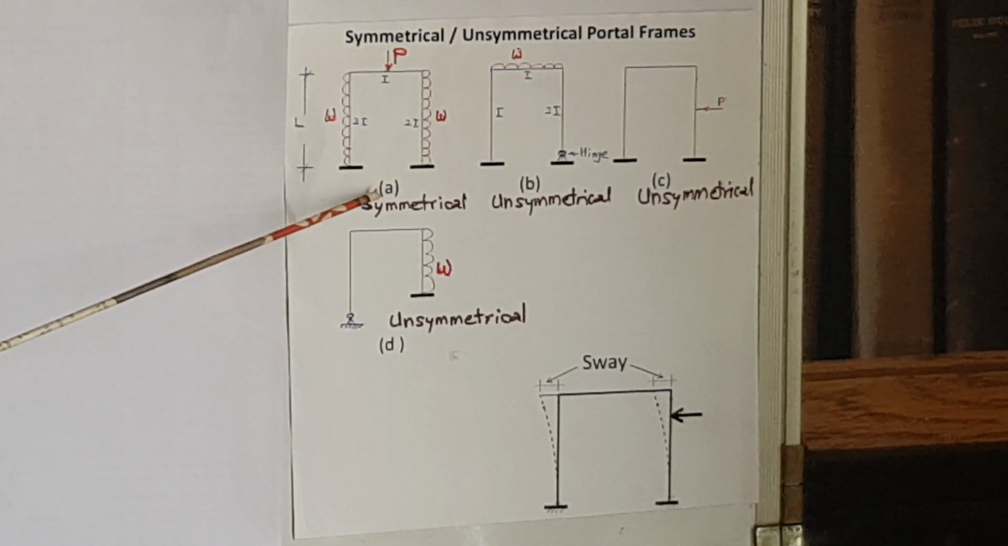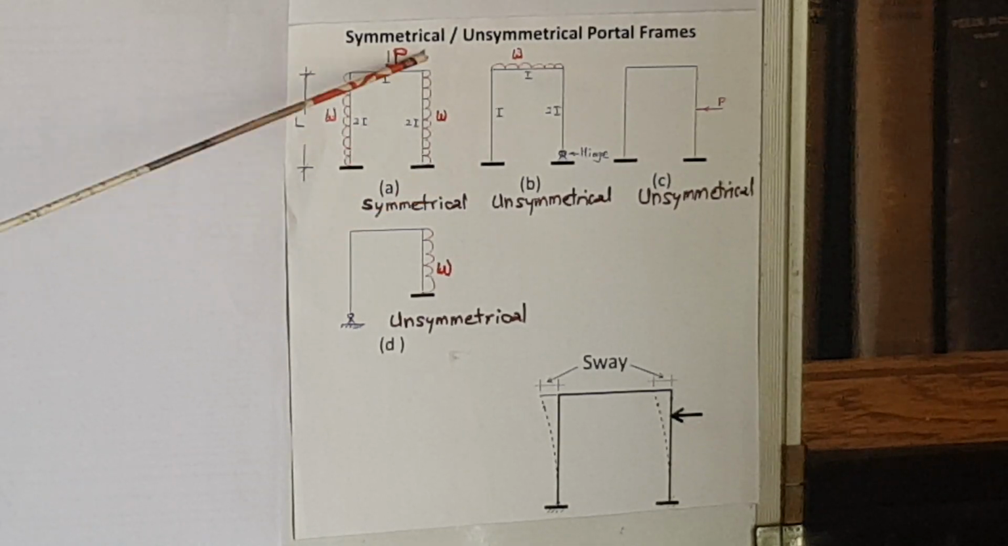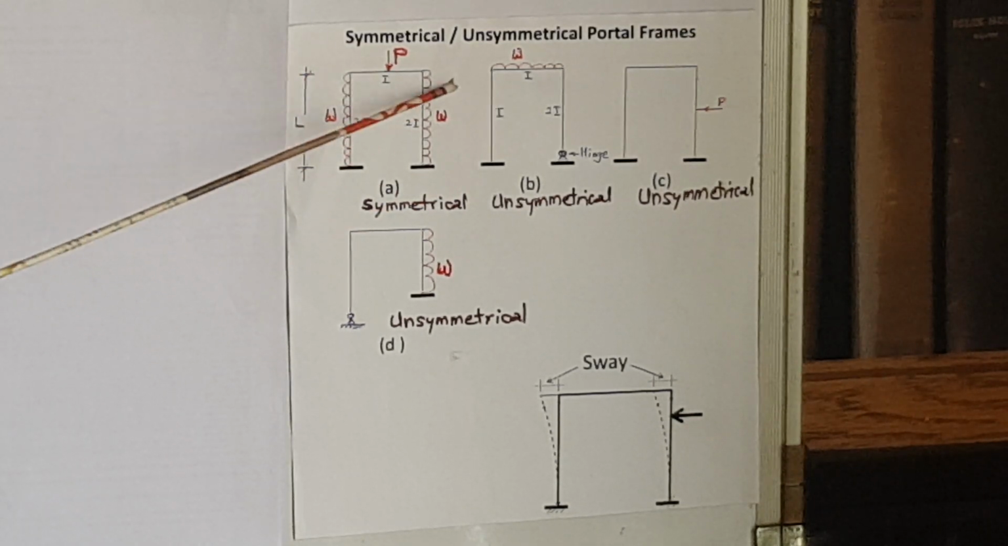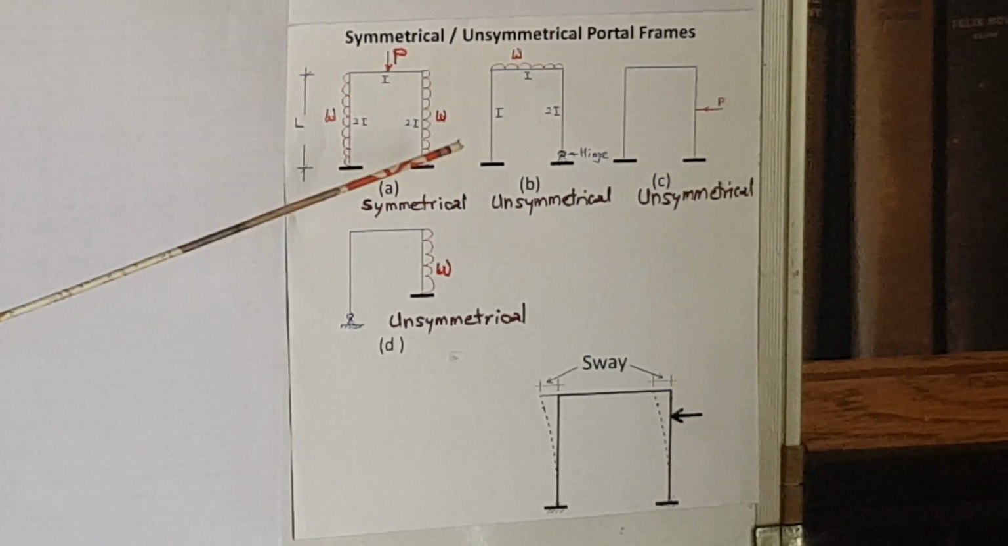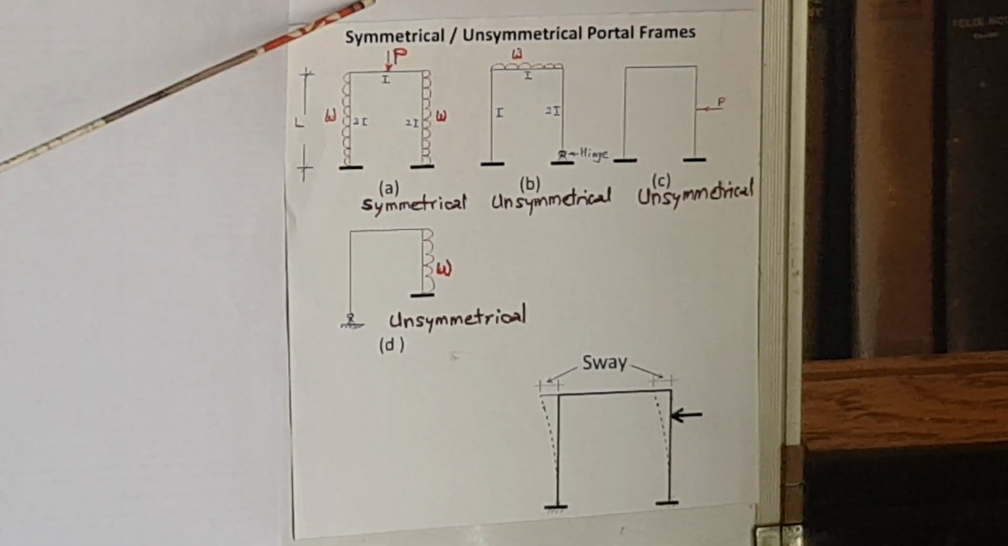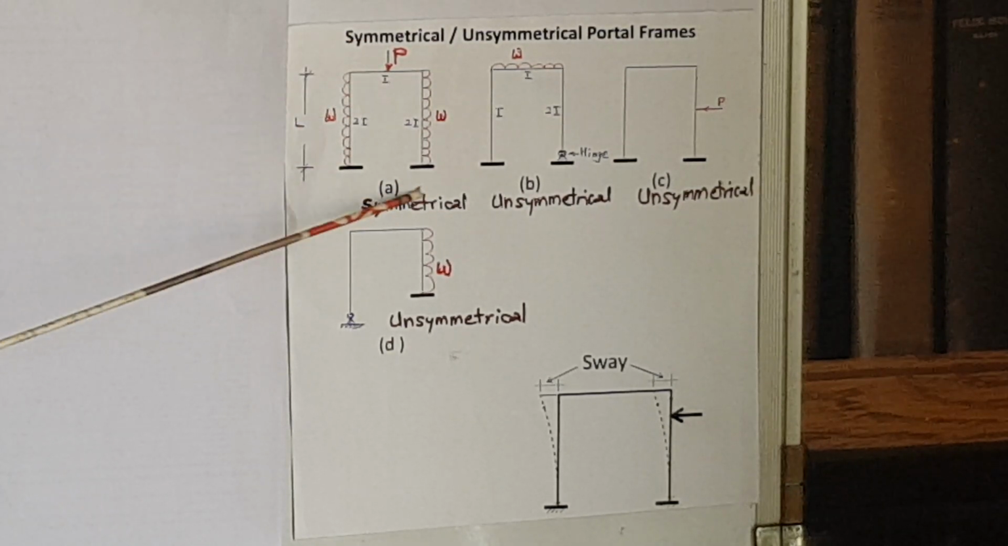Now, if we look at frame A, it is geometrically symmetrical. That means the 2 columns are of the same length and there is a beam. Now, you can have a line of symmetry here and you can fold on this, so you can see that both the sides will be identical, so this frame is geometrically symmetrical.